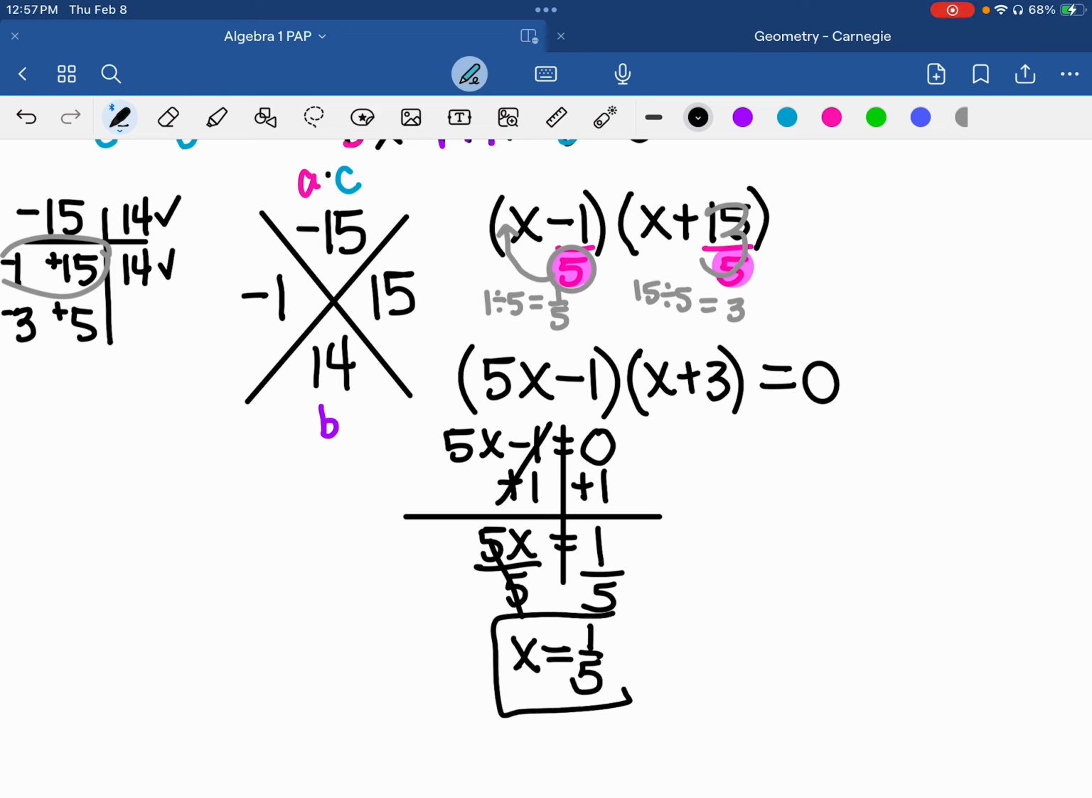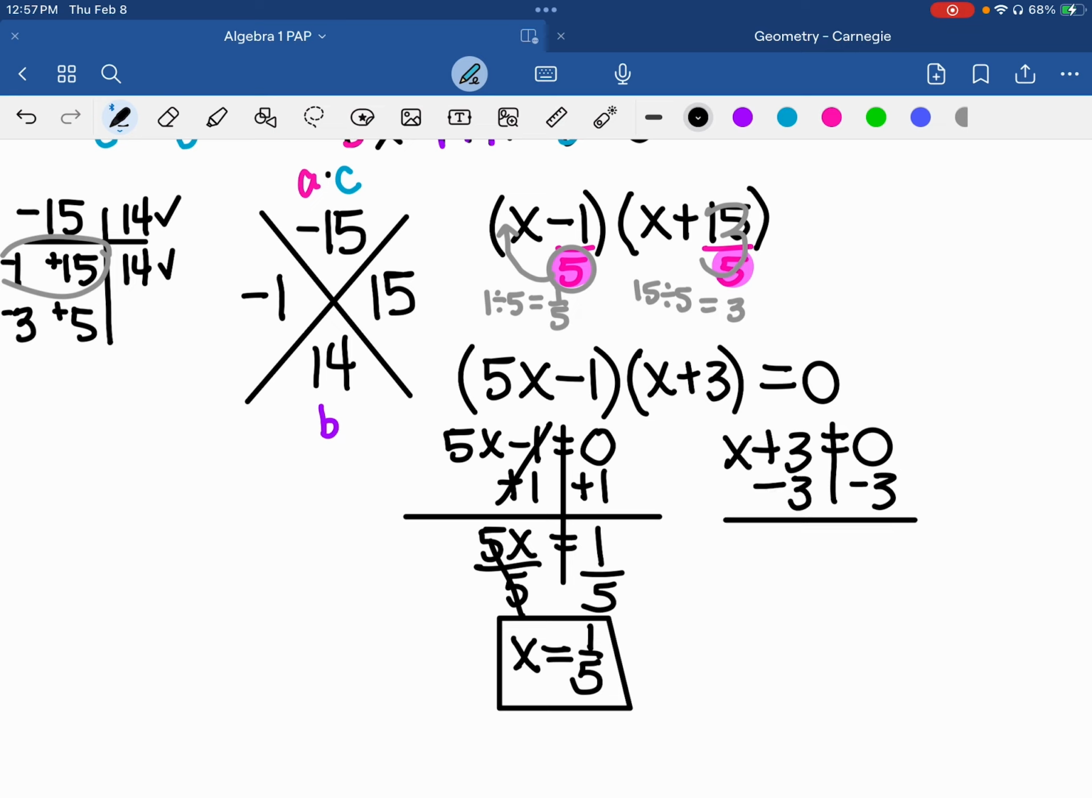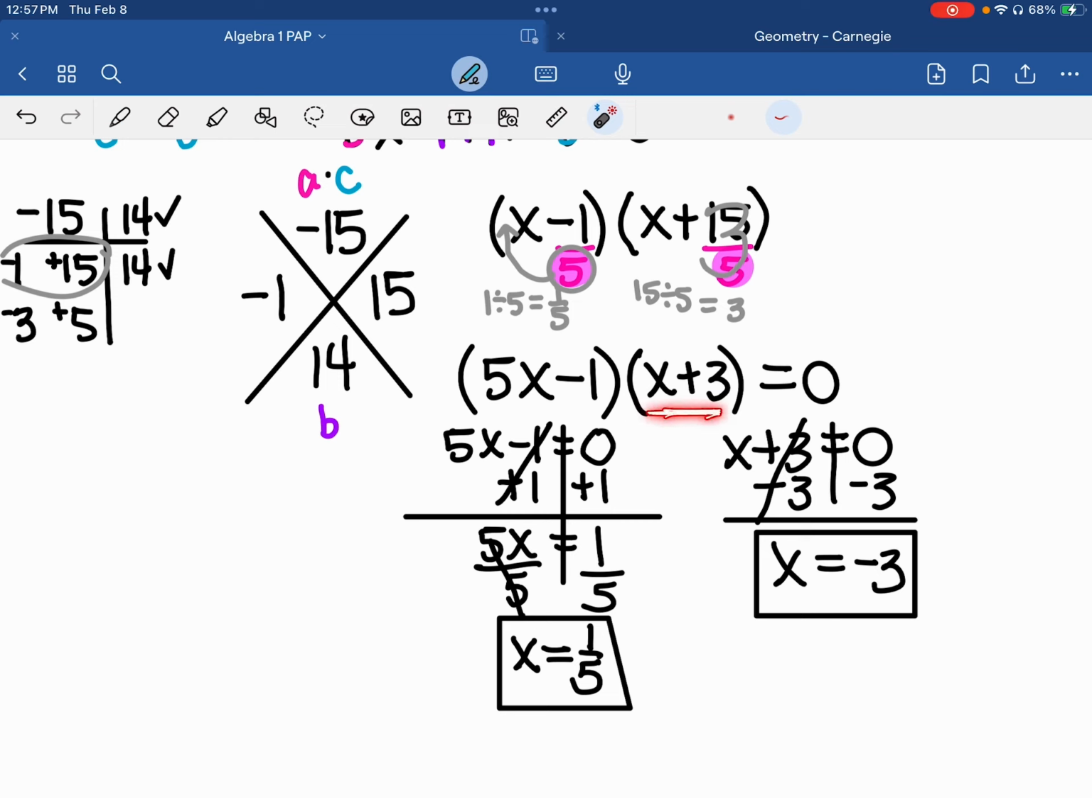There's my first solution. And if you've noticed the pattern, whenever I have x plus or minus a number, I'm always going to do the opposite of what I see in the parentheses, and that is going to be my solution because I'm adding or subtracting from 0. So if I see a minus, it's going to become a plus. If I see a plus, it's going to be changed to a minus, right? And so if you notice that, it's not always necessary for factors like this for you to set them equal to 0.